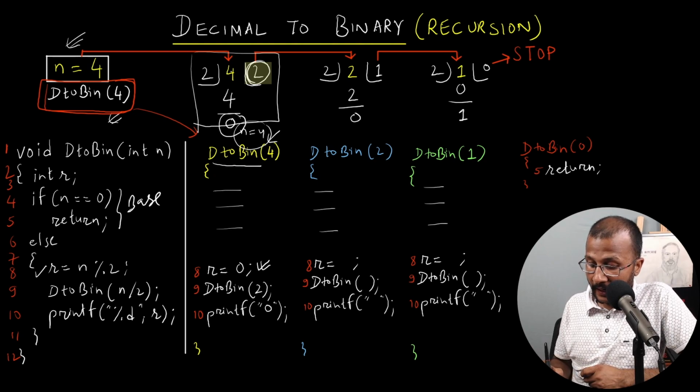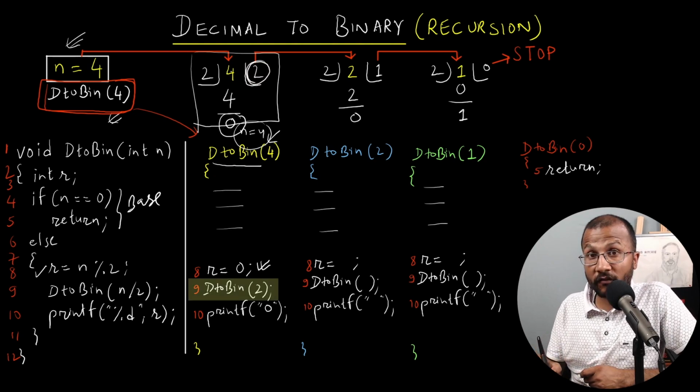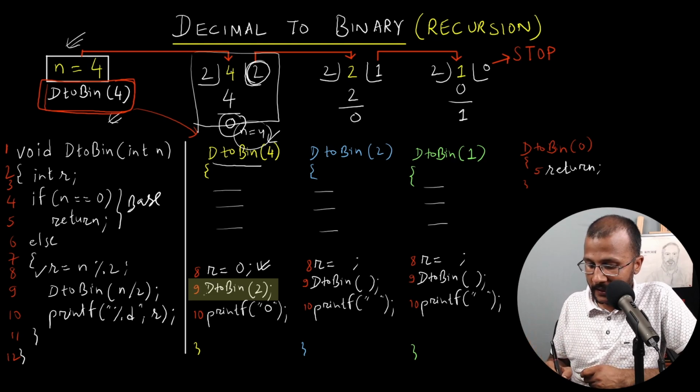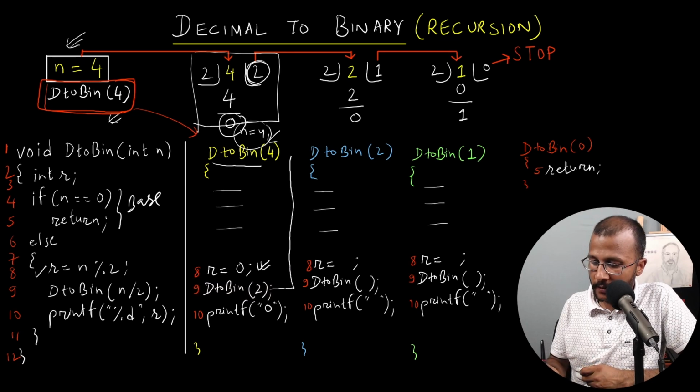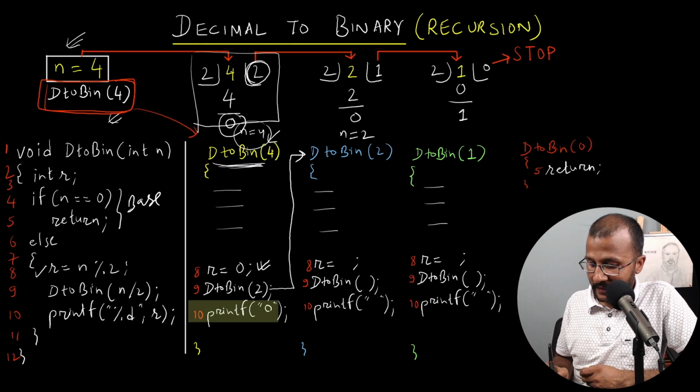So at line number 9, it is actually calling the same function. So there's a recursion happening here, decimal to binary, wherein the value of n here is 2. So it is going to call this function decimal to binary passing n as 2. So this is the next instance of decimal to binary. Now in this instance, decimal to binary with the argument 4, here it is printing 0. Now finally I'll have to print the remainder. In this case the remainder is 0, right? So printing 0, this is delayed actually. This is not happening right now.